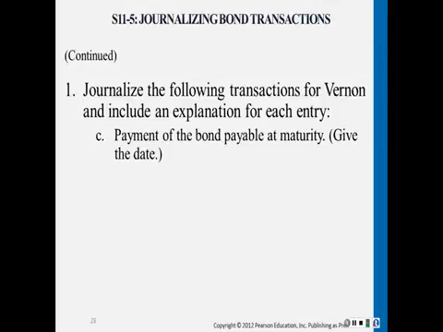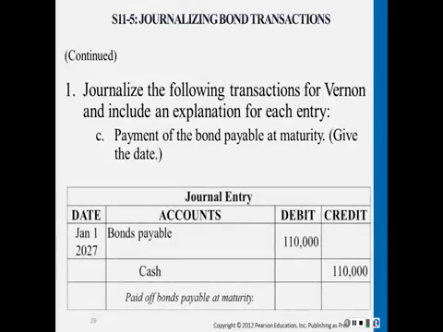The payment of the bond at maturity. That's January 1st, 2027. Bonds payable, debit, $110,000, and cash credit, $110,000.